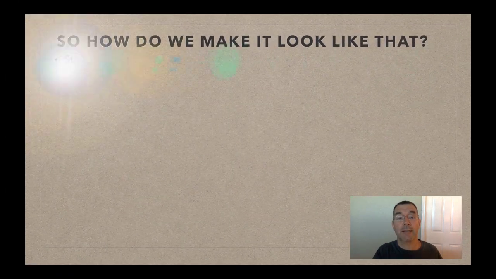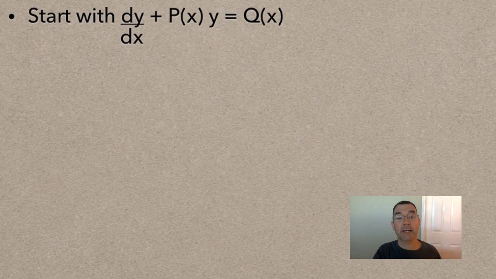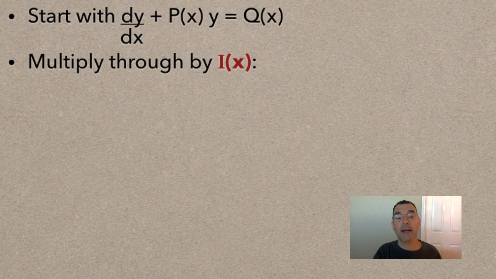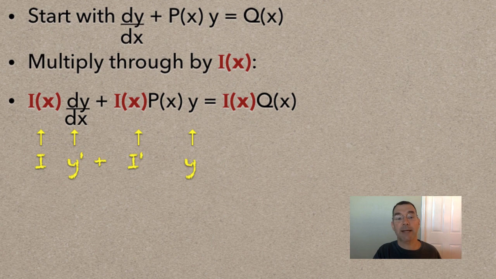All right, so that sounds easy to do, but how do I actually do that? How do I make that function look like that? Well, I start with what every linear differential equation looks like, and then I'm going to multiply through every term by some function of x that I create called I of x. So the first term will become I of x dy/dx. The second term will become I of x times p of x times y, and on the right-hand side I will have I of x times q of x.